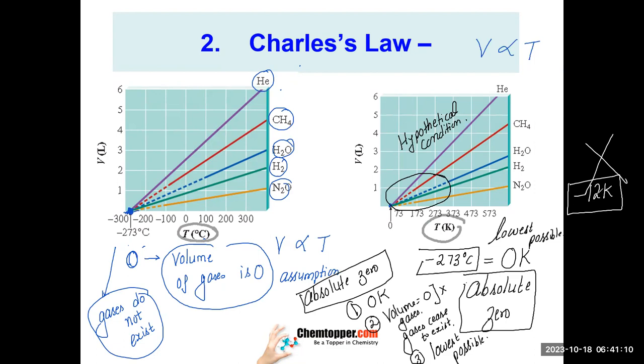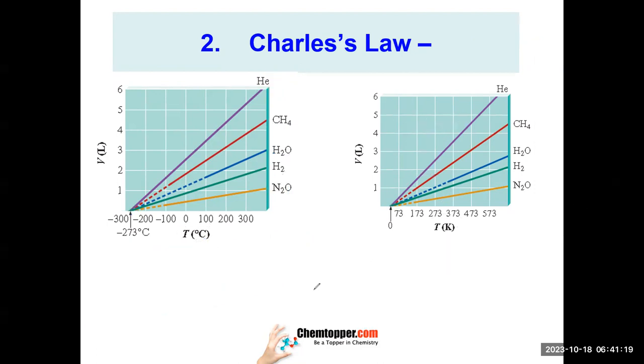Okay. So I'm going to clear this. And this is Charles' law. So in Charles' law, mathematical form. Now help me with the mathematical form. You know V is proportional to T. Remove the proportional, V equals KT. Rearrange the equation. V over T is K.